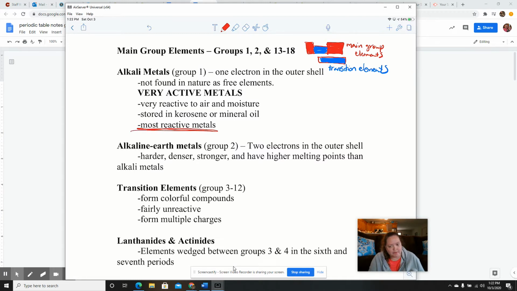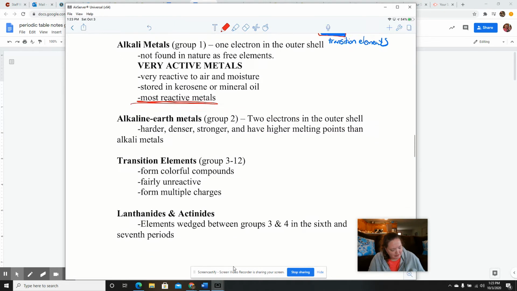They're so reactive that they will react with the water that is in the air, and because of that, they have to be stored under kerosene or mineral oil because they're so reactive to water. The next group is the alkaline earth metals. They have 2 electrons in their outer shell, and because they have 2 electrons versus 1, they're stronger, denser, harder. They have higher melting points than group 1.